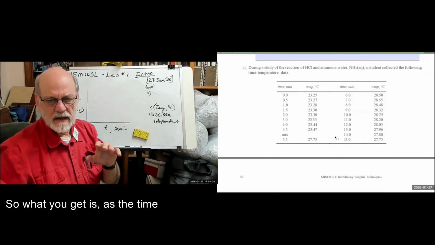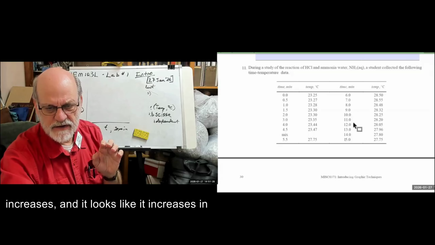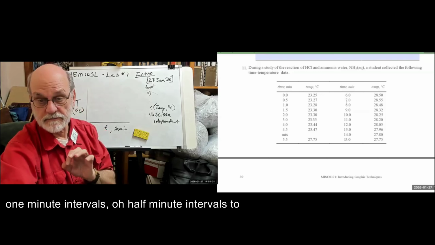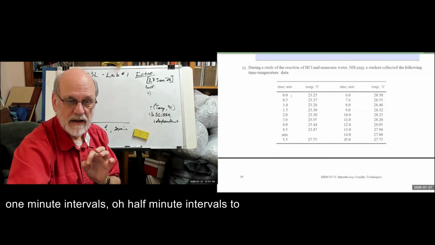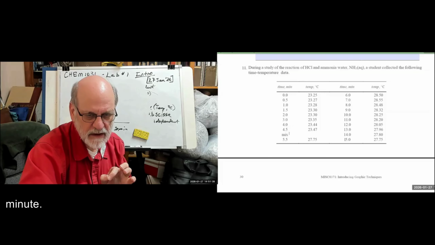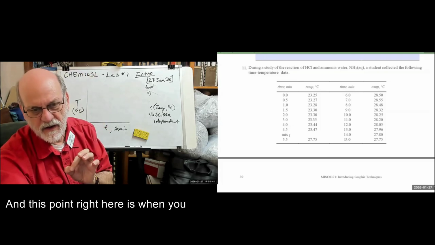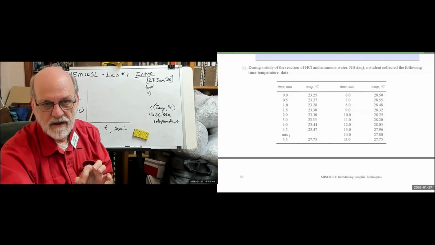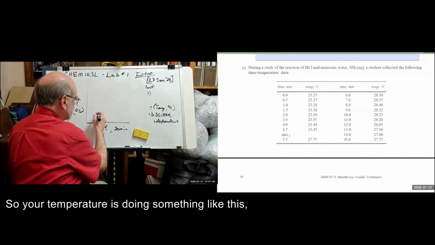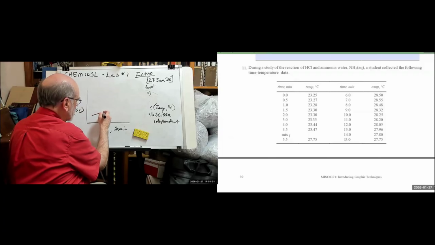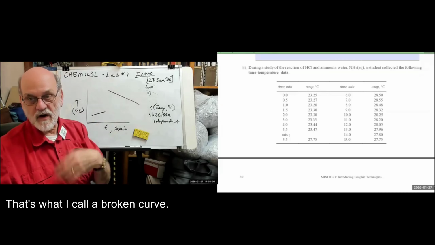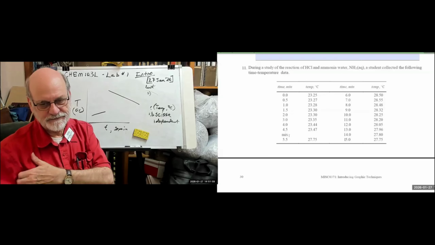Okay, so what you get is as the time increases, and it looks like it increases in half-minute intervals to begin with, and then that changes to 1 minute. And this point right here is when you mix. That's when you mix the two ingredients. So your temperature is doing something like this, then you mix it and it goes up here like that. That's what I call a broken curve.